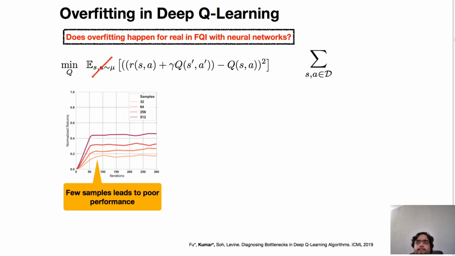So what that indicates is that having more samples is a good thing to do, because fewer samples lead to poor performance, indicating that you are not generalizing well enough. You are fitting your training data perhaps, but you're not generalizing well enough to the whole MDP, to other states, and so you are performing poorly.